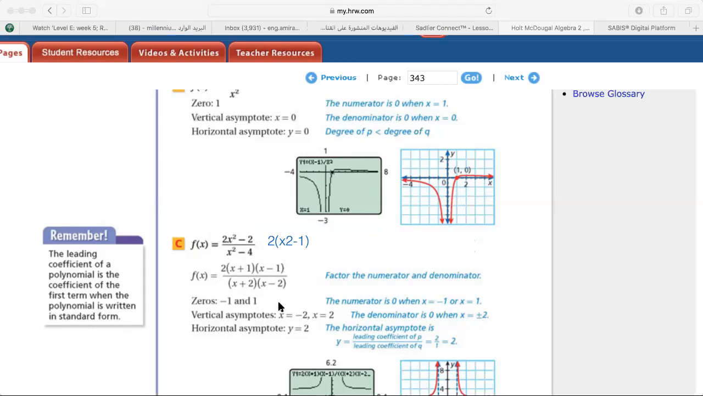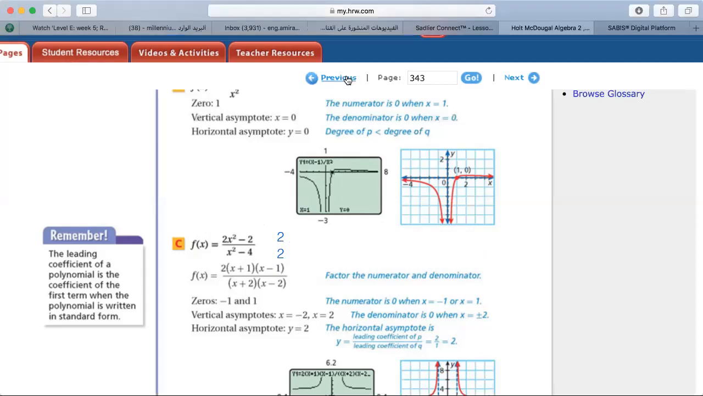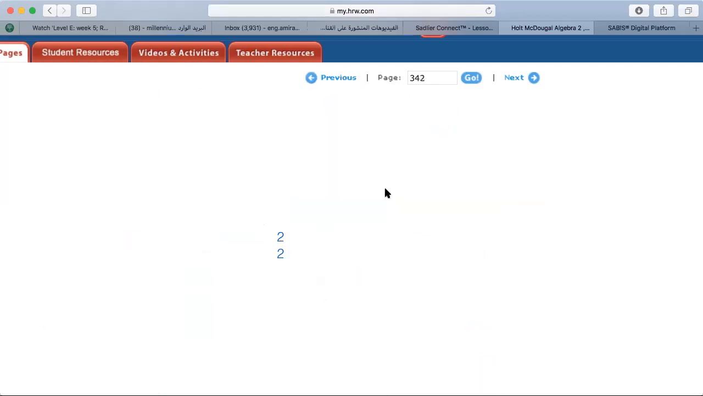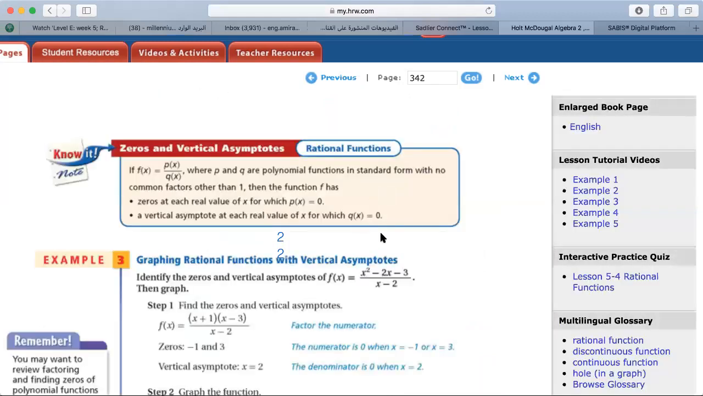Horizontal asymptote, let's see the degree here. The degree of p is 2 and the degree of q is 2. So the two degrees are equal. Let's go back and see what happens if the two degrees are equal.